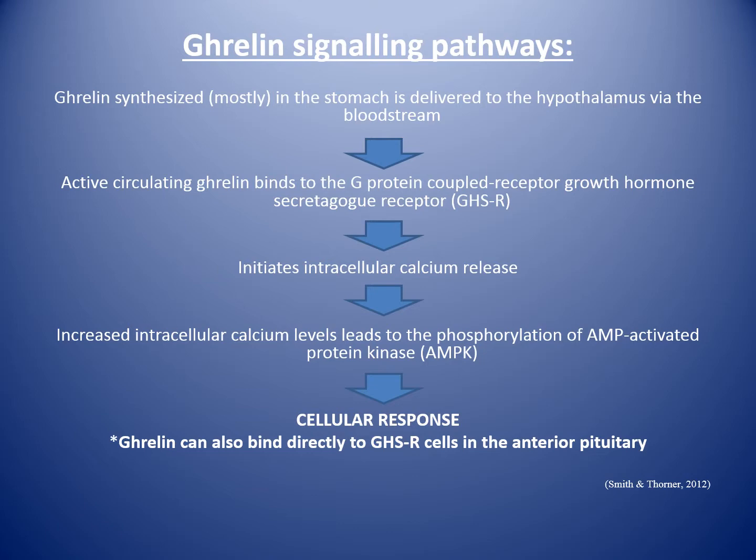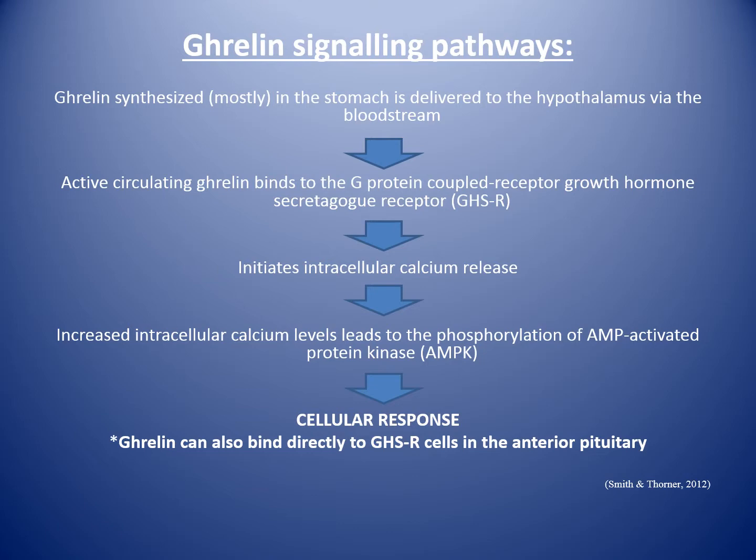So how exactly does Ghrelin exert its effects? Well, once Ghrelin is released, only its active form can bind to receptors. Ghrelin receptors are G protein-coupled receptors, which are the most numerous and well-known receptors in the human body. These are growth hormone secretagogue receptors, located in the cell membrane in the brain, also known as GHSR receptors. By binding to these receptors, Ghrelin initiates the cellular response by increasing intracellular calcium release.